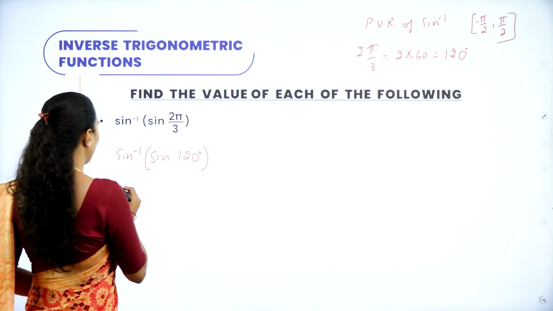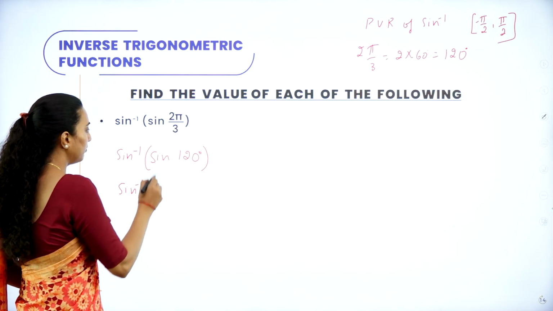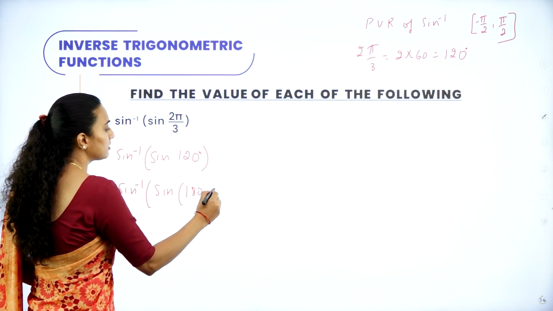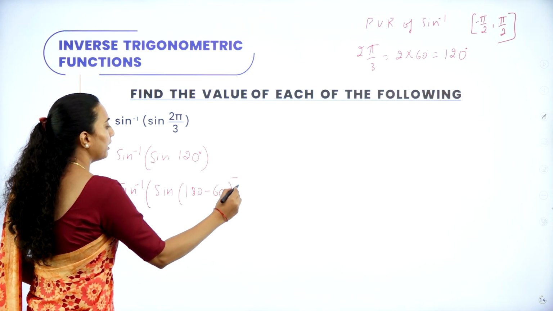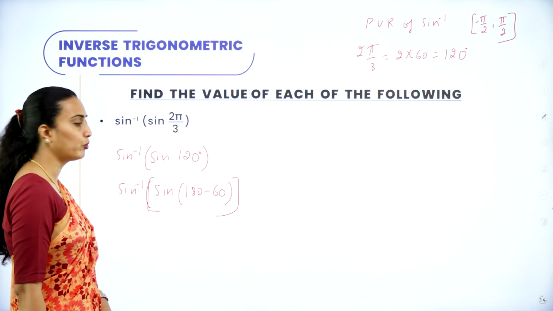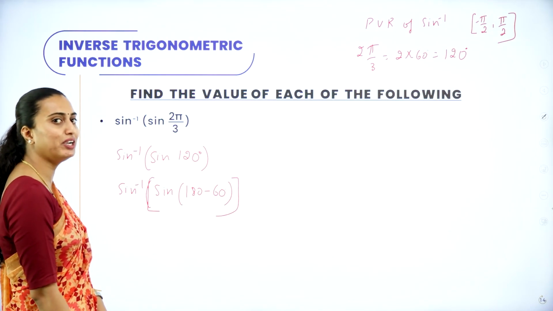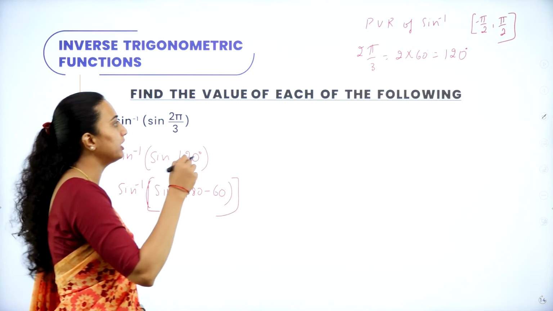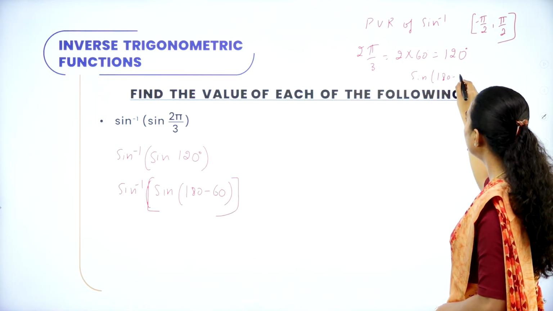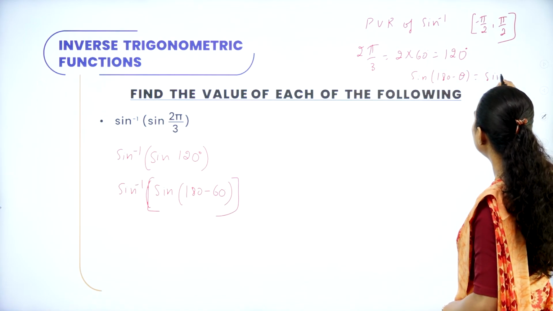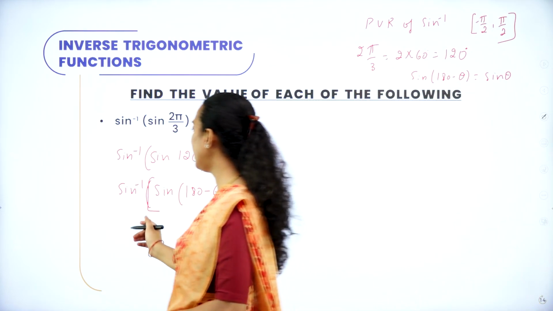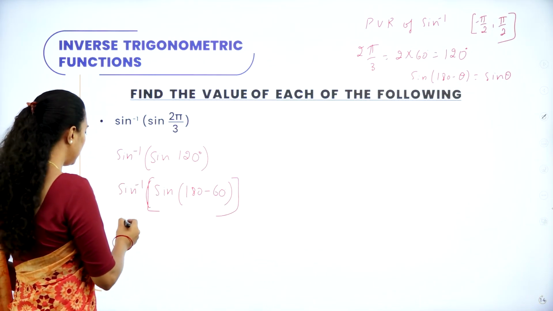So therefore I am going to write it accordingly. Sine inverse of this can be written as sine of 180 minus 60. Correct? What is 180 minus 60? 180 minus 60 is 120. Right? So therefore, sine of 180 minus theta is nothing but sine theta. It falls in which quadrant? Second quadrant. Therefore, sine of 180 minus theta is sine theta.